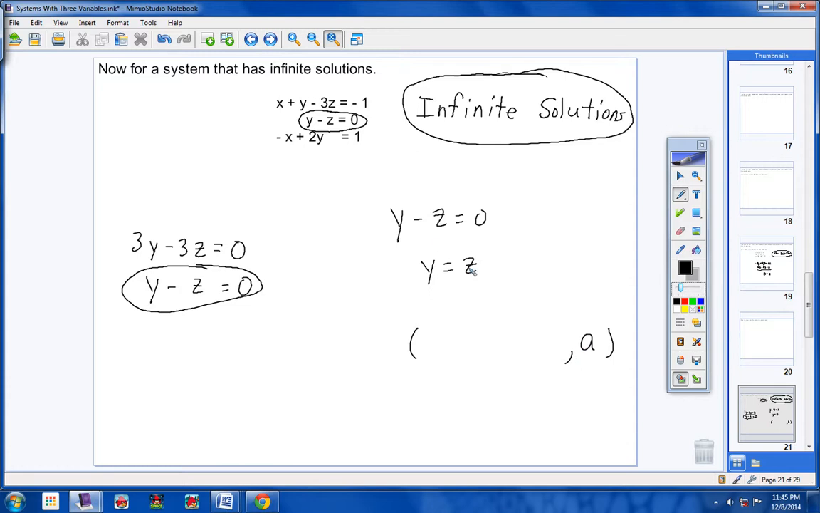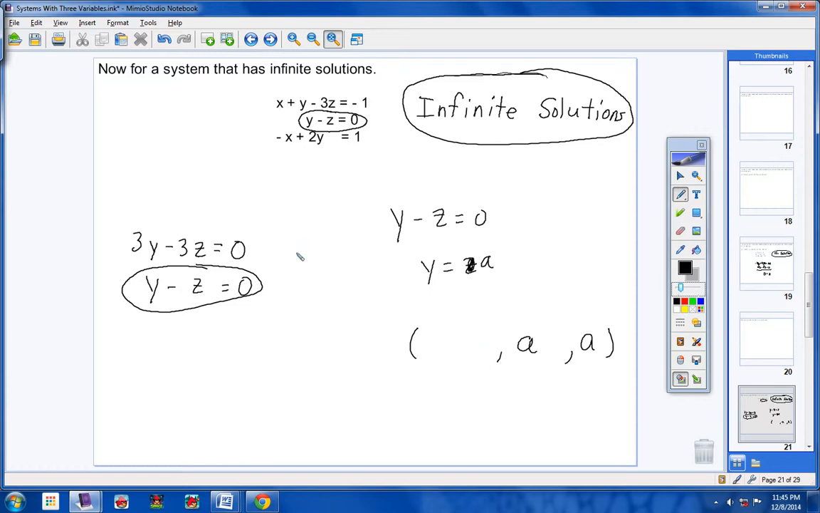Okay? So now, if z is a, right here we're going to put an a for z. Then what does y equal also? A. Now, how do I find out what x equals?